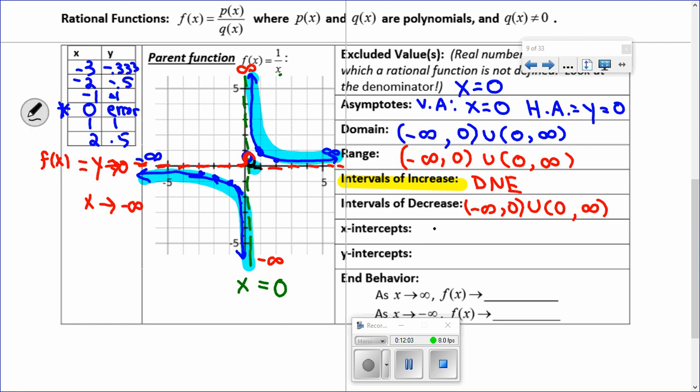Now x-intercepts, does it cross the x-axis? X-intercepts do not exist for the parent function of rationals. This is your parent function of all rationals. All right. Y-intercepts, it doesn't cross the y-axis, so these do not exist.